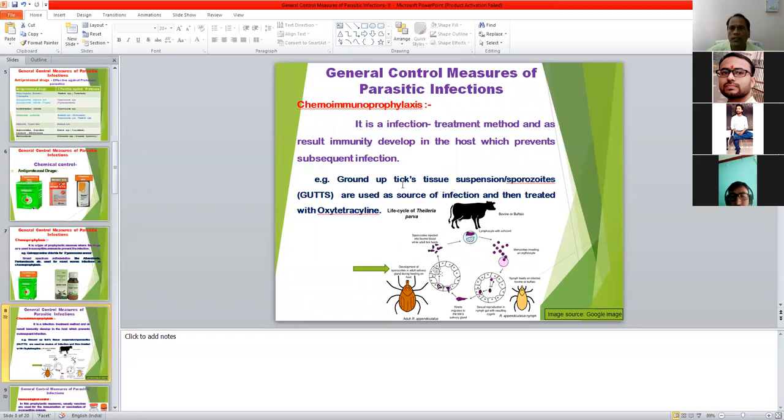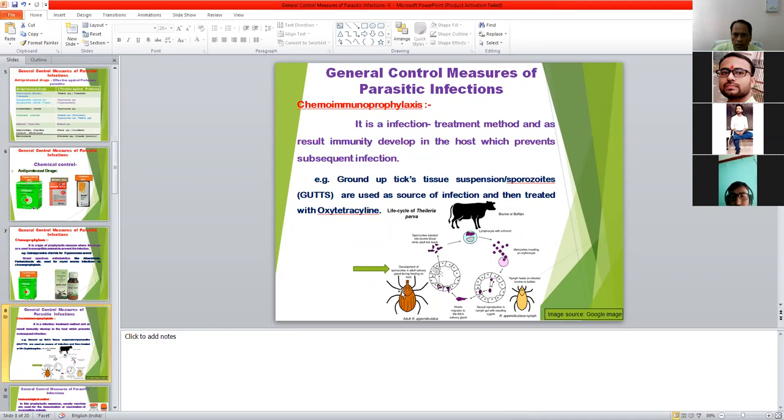So, the sporozoite is extracted and ground out and inoculated in the host and subsequently treated with oxytetracycline. Then, oxytetracycline drug usme diya jata hai ki sporozoite pathogenic na ho jaye. To uska pathogenicity reduce ho jata hai, jiske karan immunity host mein aata hai and prevents the subsequent infection. So in this case, chemical is used and antigen is used. Immunogenic stage, ground up tick tissue suspension, that is sporozoite, is used as an immunological agent to prevent the occurrence of Theileria parva infection in cattle.